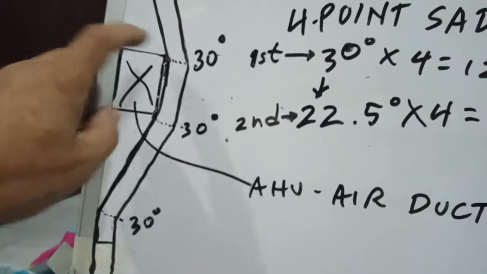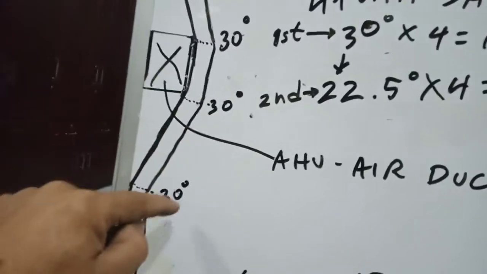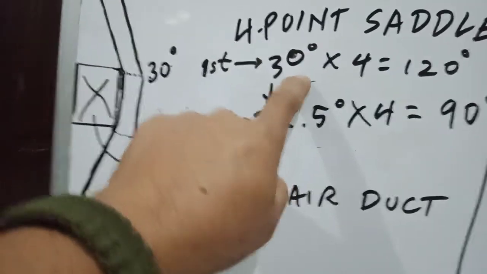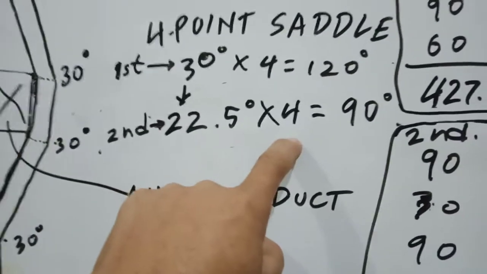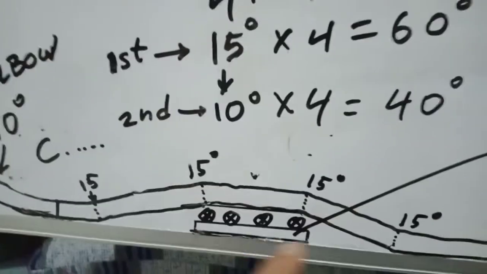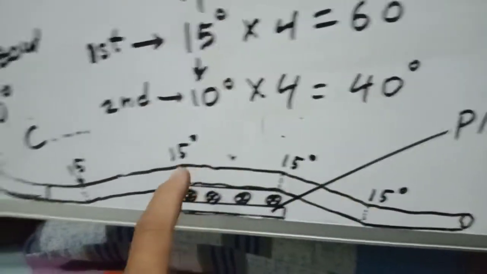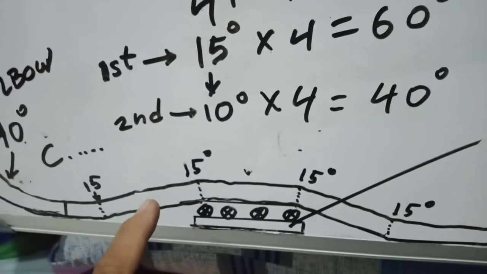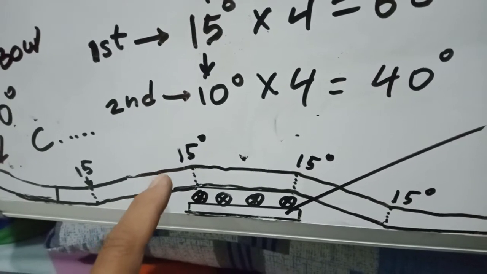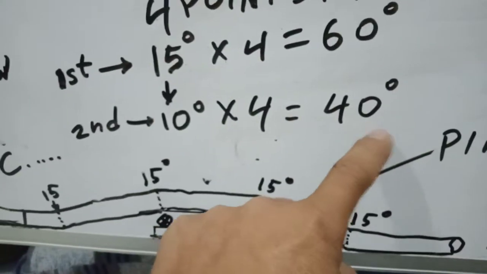On the 4-point saddle, on the air handling unit air duct, we have 30 degrees before, no? Instead of 30 degrees, we utilize only 22.5 degrees. 22.5 degrees times 4, only 90 degrees. Now, on the lower portion, the pipe rack area, instead of 15 degrees, we utilize 10 degrees only. 10 degrees times 4, only 40 degrees.